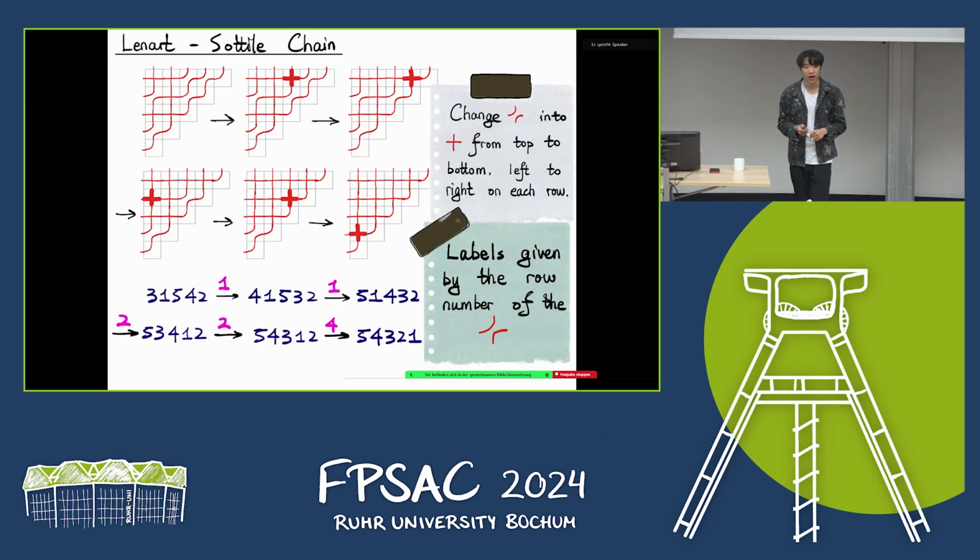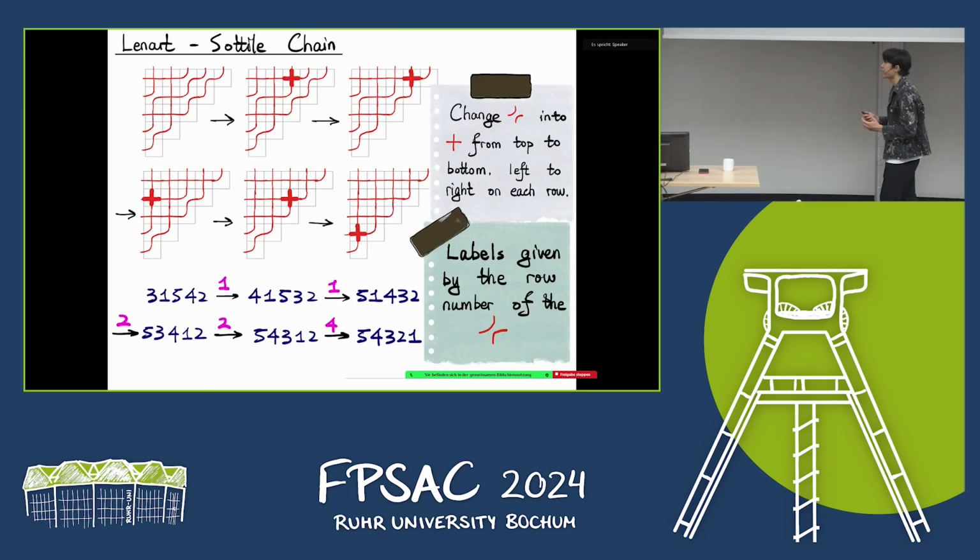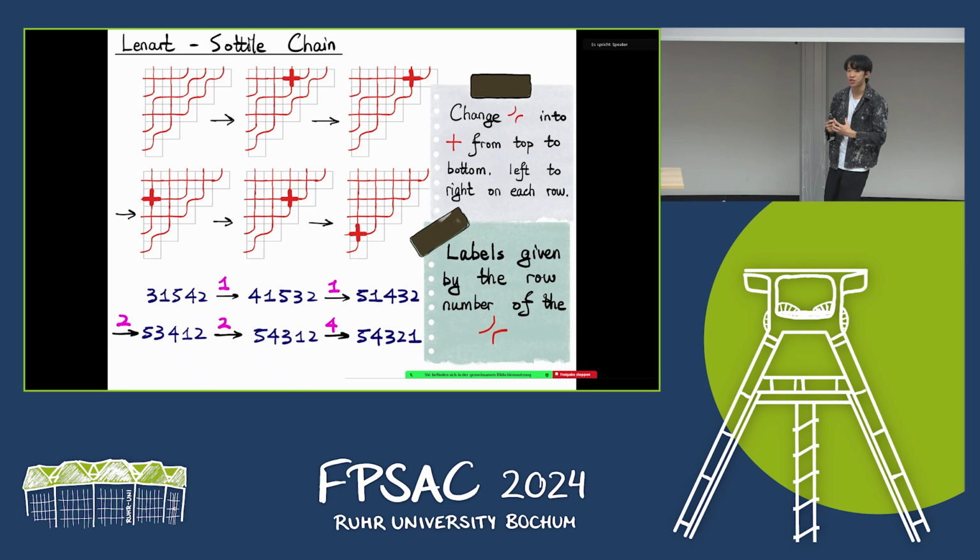But I'm not the first one who's trying to figure out connections between pipe dreams and Bruhat chains. Lenart and Sottile actually can convert a pipe dream into a chain in the Bruhat order. So they grab a pipe dream, and then they turn the bumps into crossings from top to bottom and left to right on each row. They get a whole bunch of pipe dreams, and they just write down their permutations. So I have this chain. And then it's miraculous that each swap is actually bringing you up in the strong Bruhat order.